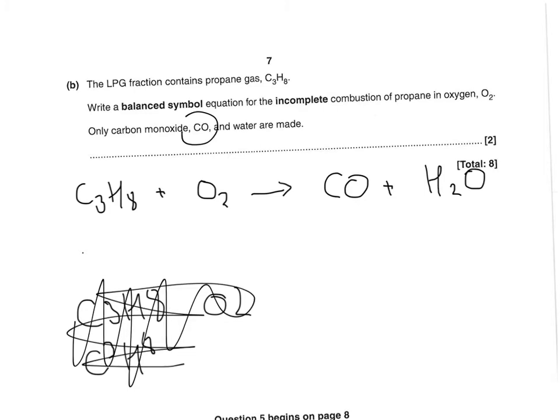So first thing you've got to do is balance the number of carbons. So you've got 3 carbons here and only 1 here. So you're going to put 3 in front of the carbon monoxide. Then you've got 8 hydrogens, but only 2 here. So you need 4 waters to get 8 overall, 8 hydrogens overall. And then you're going to balance the oxygen. So we've got 4 from the waters. We've got 3 from the carbon monoxides, the next 7. So we need 3.5, which you can also write as 7 over 2 oxygens.